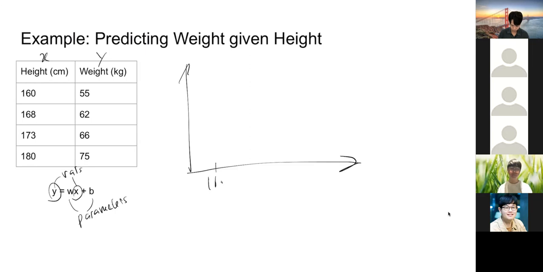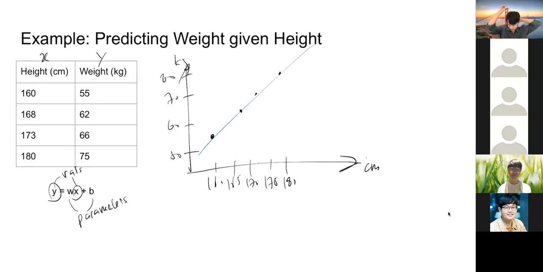Suppose the height we can plot like this. And then suppose the weight. Then we can plot that 160 height goes to 55, which is probably here. 168 goes to 62, which is probably here. And 173 goes to 66, which is probably here. And then 180 goes to 75, so it's probably here. So luckily, we're seeing some linear relationship. That's what we want to find.